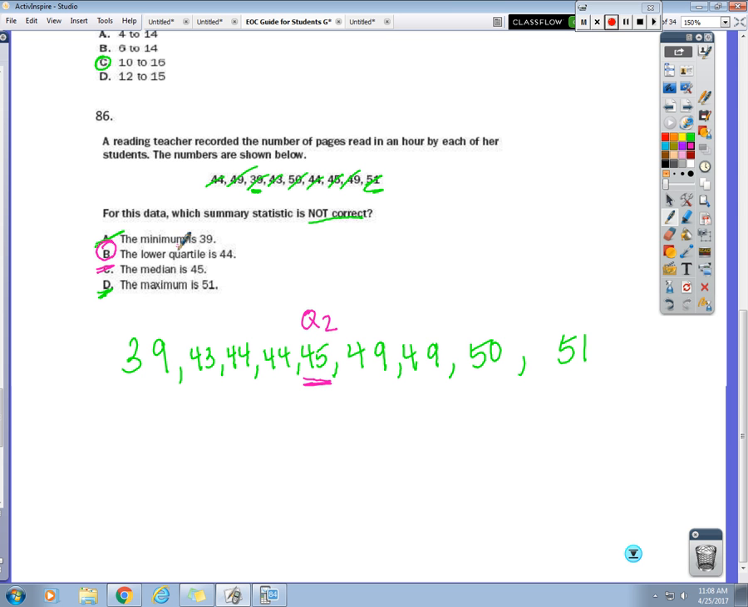And then look, lower quartile is 44. Isn't this the lower half? Which this is a mistake too, because what should the lower quartile really be? 43.0, but we're looking for not correct. Okay, so B is not correct. Alright, next page.